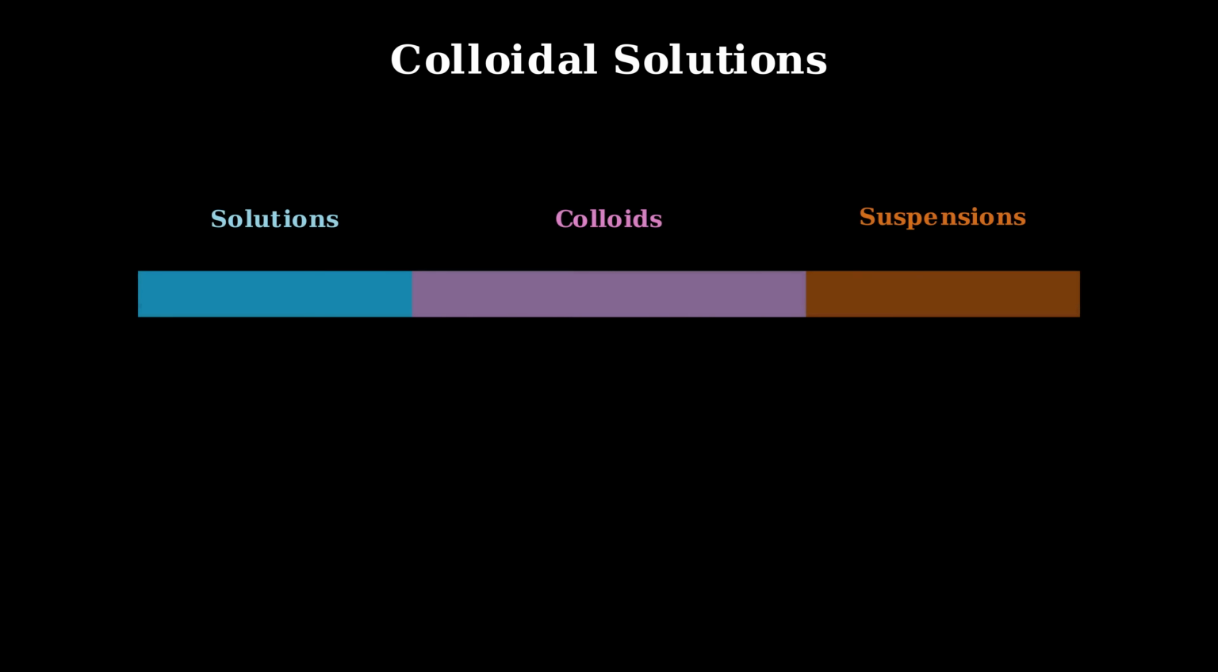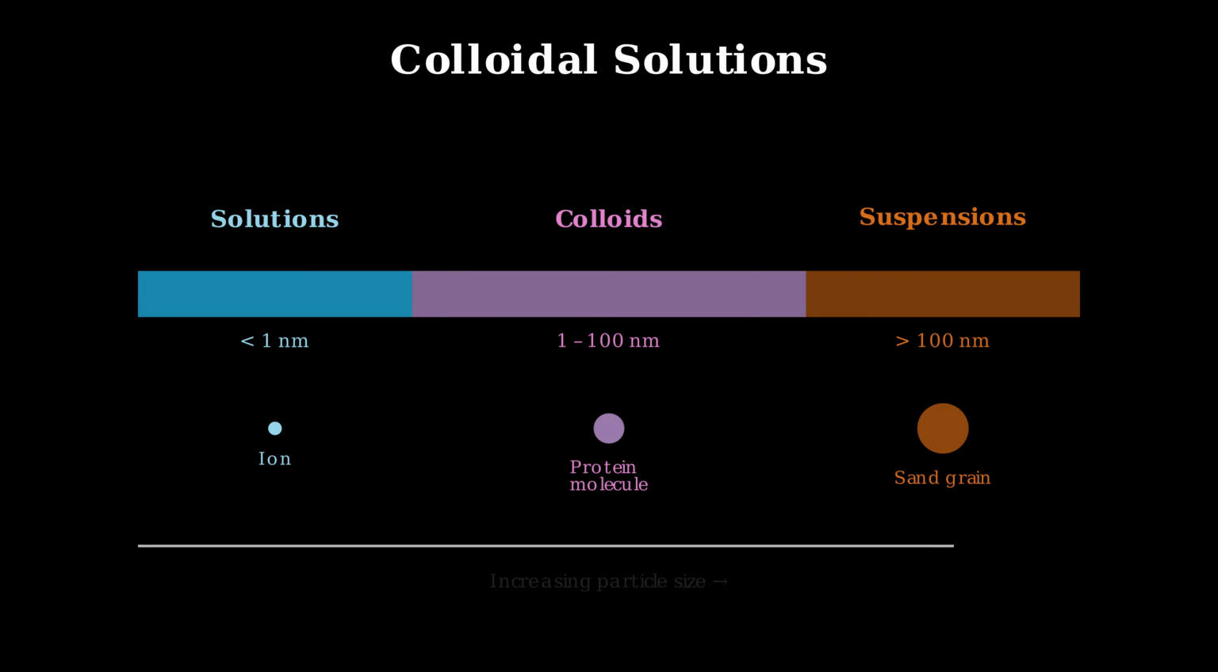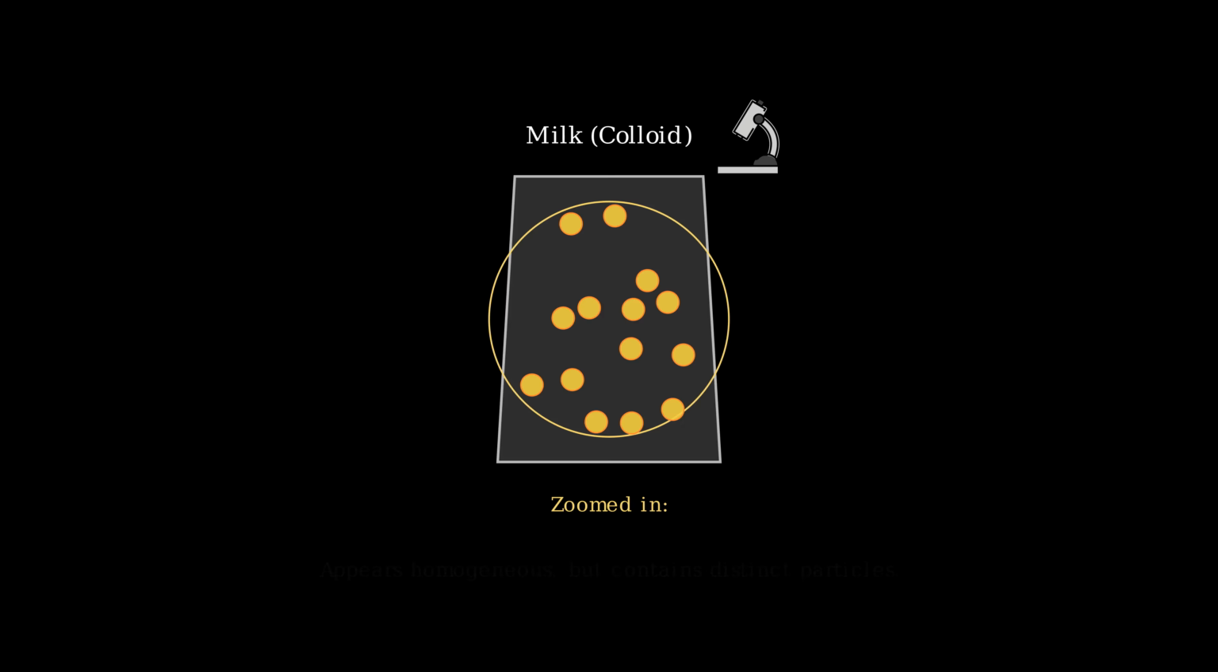Colloids are a middle ground. Colloidal particles are between 1 and 100 nanometers, larger than solution particles but smaller than suspension particles. Because colloidal particles are so small, colloids appear homogeneous to the naked eye, but they are actually heterogeneous. The particles are separate from the liquid, not truly dissolved.